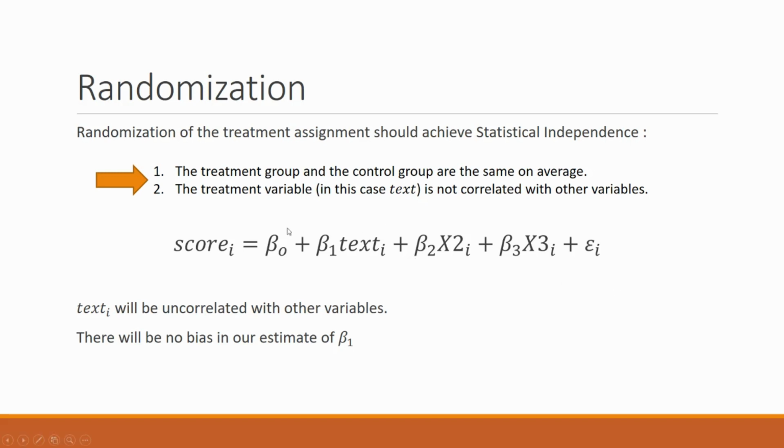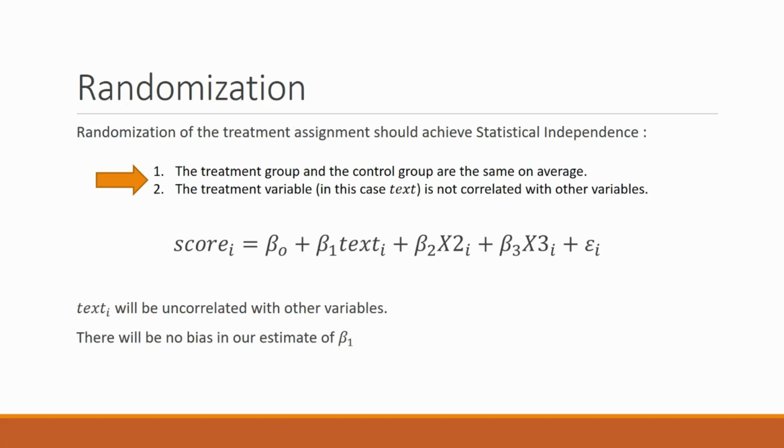Now, another way of putting this is to say that the treatment variable, this text variable, is not correlated with other variables. All right, so statistical independence implies these two things. These two things are effectively the same. The treatment group is the same as the control group on average, or the treatment variable is not correlated with other variables. So this means that the text variable is not correlated with other variables, and therefore there will be no bias in our estimate of beta 1. We will not have omitted variable bias. All right, so that's randomization.